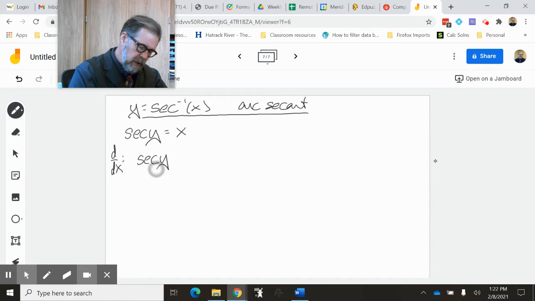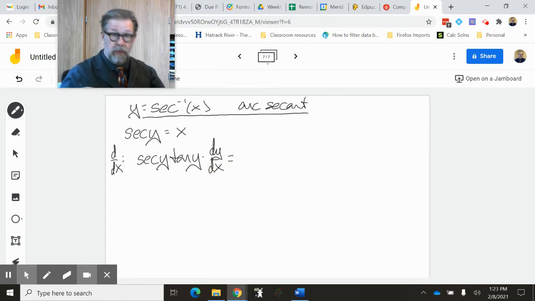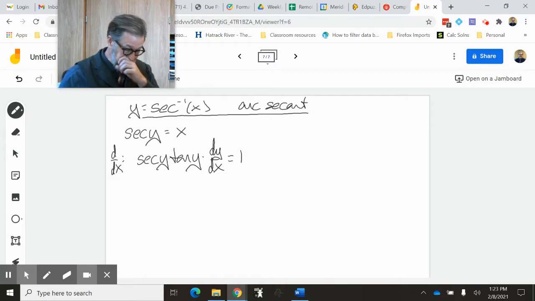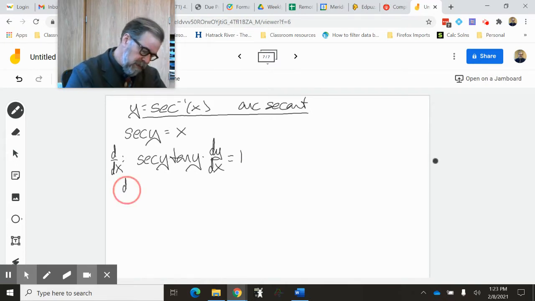We happen to know that the derivative of secant is secant times tangent. And the chain rule says I have to then multiply that by the derivative of the inner function. And the derivative of x is 1. So the derivative with respect to x of arcsecant of x equals 1 over secant y tangent y.